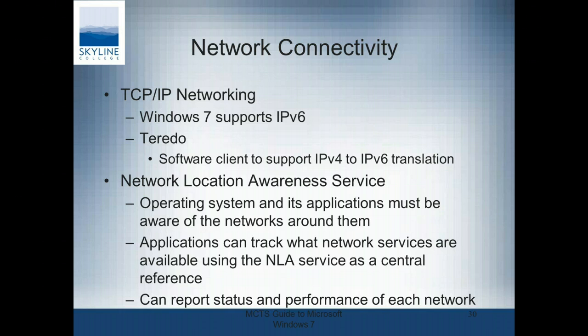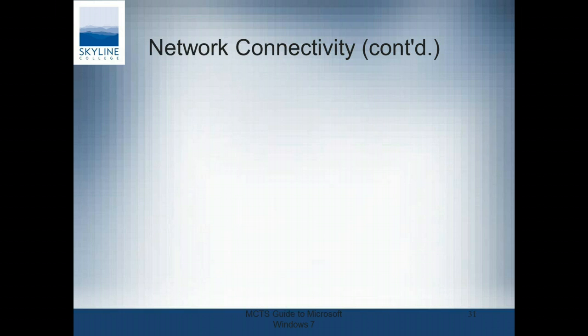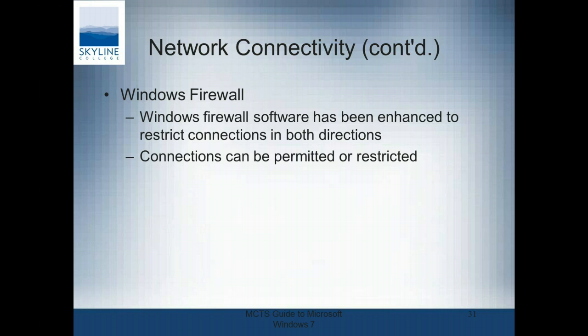Location awareness: where it is in the network, reporting the status and performance of each network, and being aware of the networks around them. That gets involved with printer location. Windows Firewall, the firewall in this version right now, is pretty good.